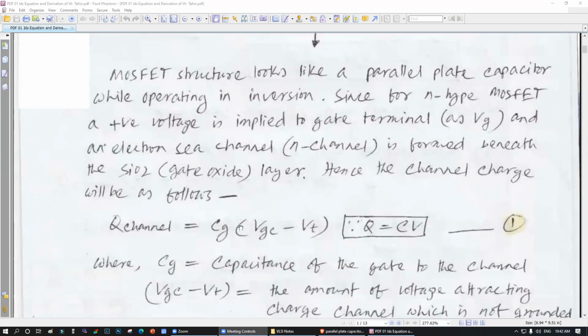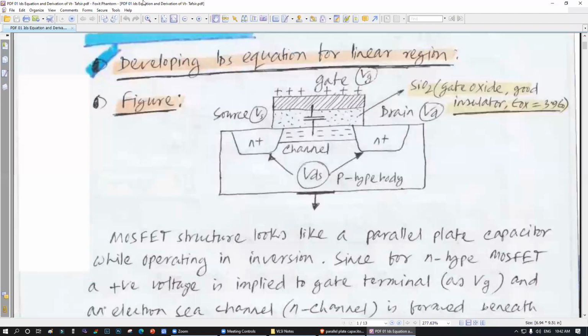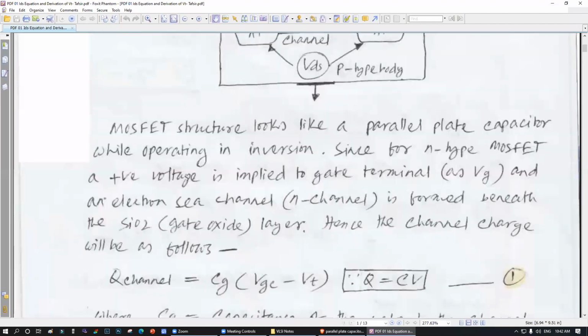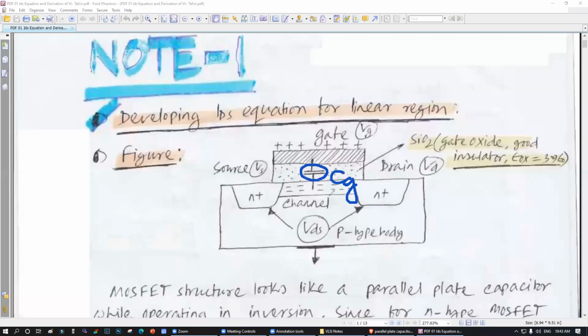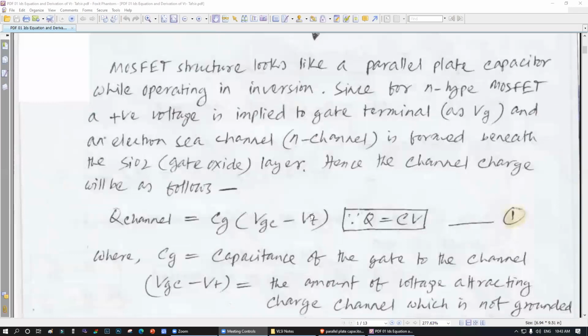So Q is equal to CV. Here it is written, Q is equal to CV. Now what is C? What is written here? CG. CG is the gate capacitance. Gate capacitance means the capacitance from here, this capacitance. It is called CG, because there is a capacitor formed here, right? That's why this is called CG. And you have a voltage V, because you have a C and you have a V. C is equal to CG, the gate capacitance.